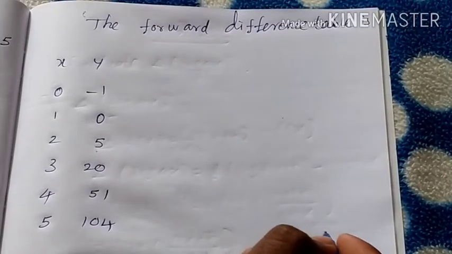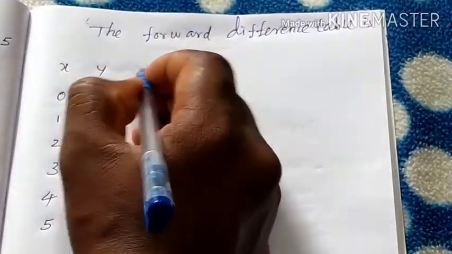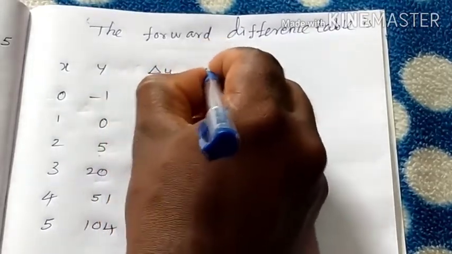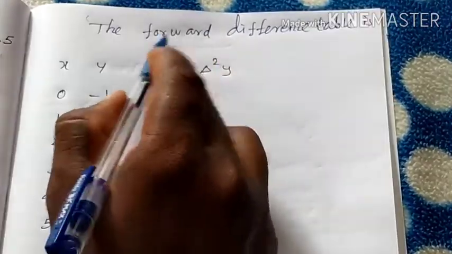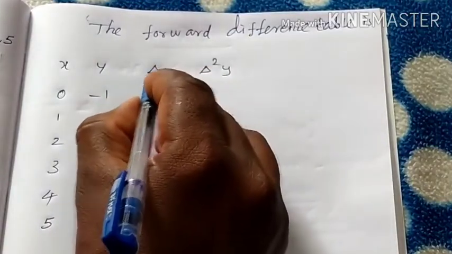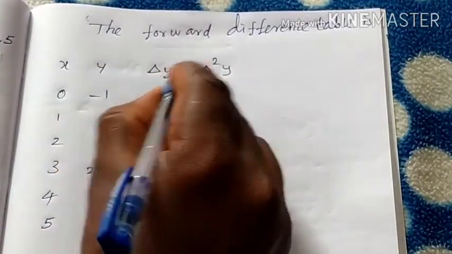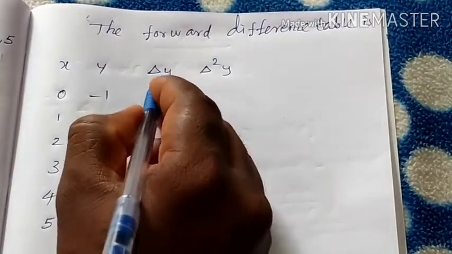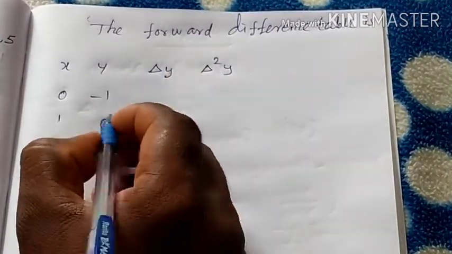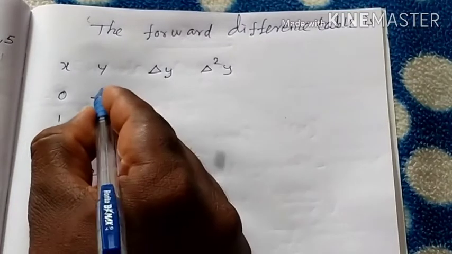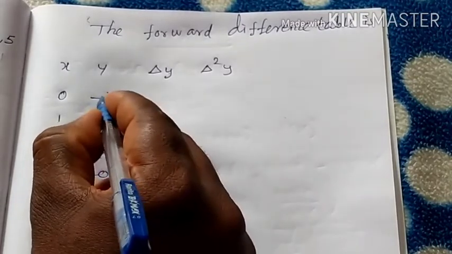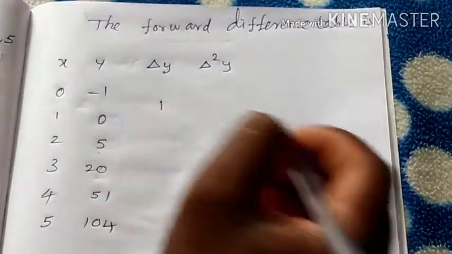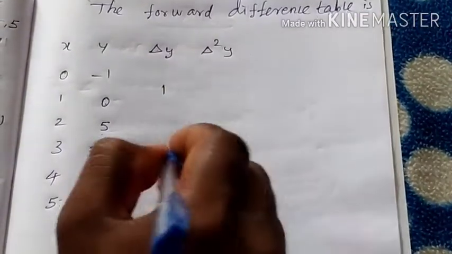Have you understood? So listen carefully. It's a forward difference table. So y, delta y, delta squared y. The first term is y, then delta y, then delta squared y. How to find the delta y? Listen carefully. 0 minus this term, minus of minus plus, so 1, right in between the two numbers.